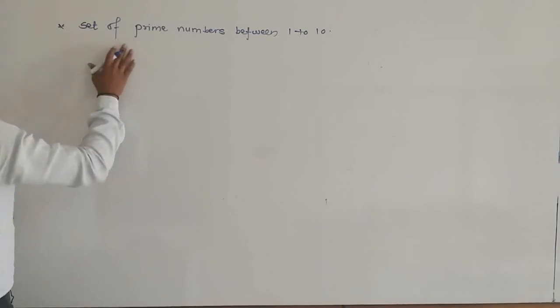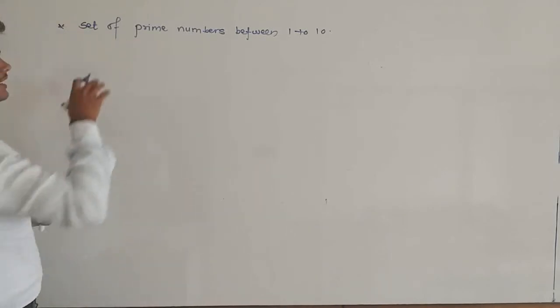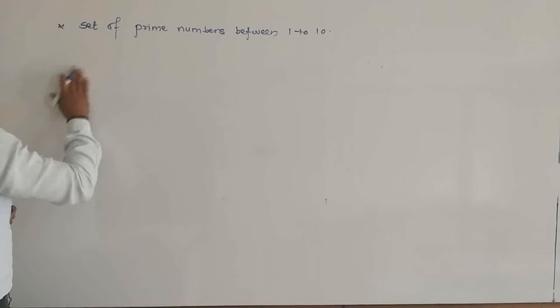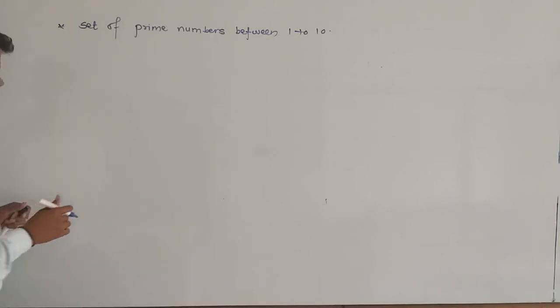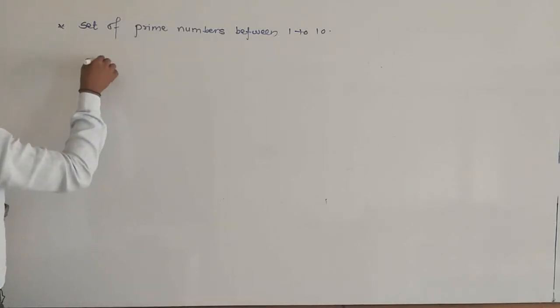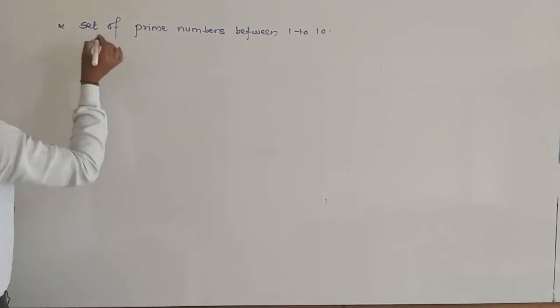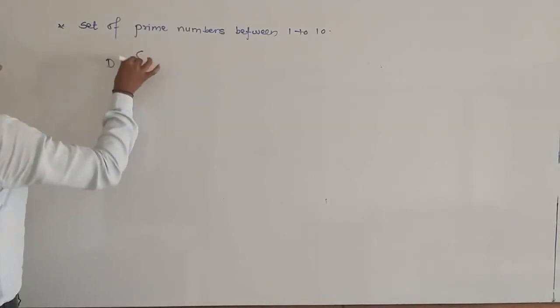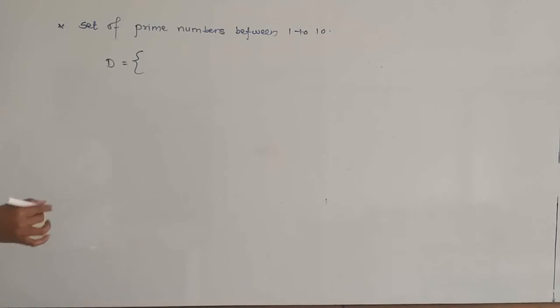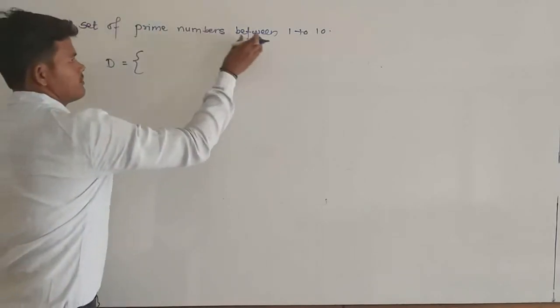First of all, to understand the rule method, write the given set by using the listing method. So we know that to write a set by using listing method, write the name of set by using capital letter. So we use D. Then write all the elements within curly brackets. So we have to write the prime numbers between 1 to 10.